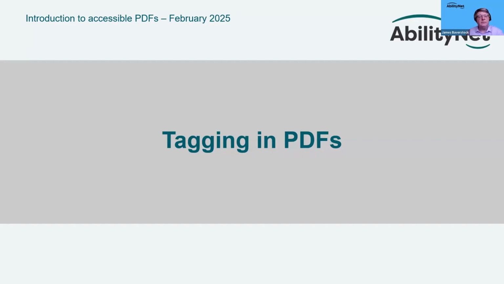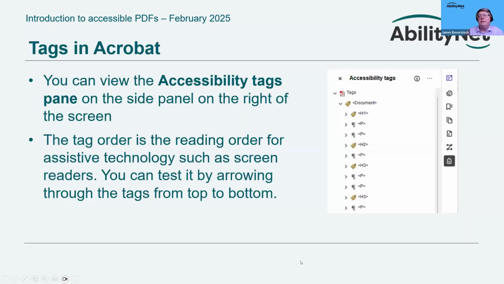Tags, as I mentioned, work like invisible labels in the document that tell assistive technology what elements of the document are, what parts of the document are headings and paragraphs and so on, so that a screen reader can correctly announce the elements and read them in the correct order. So within Acrobat, you can view an accessibility tags pane, and in the latest Acrobat interface, this is on the right-hand side of the screen. And the order that the tags are in on that pane is the reading order for assistive technology, like screen readers, that they will go through the document. So you can test the reading order from the tags tree by arrowing down with the down arrow on the tags tree to see what order the tags are in.